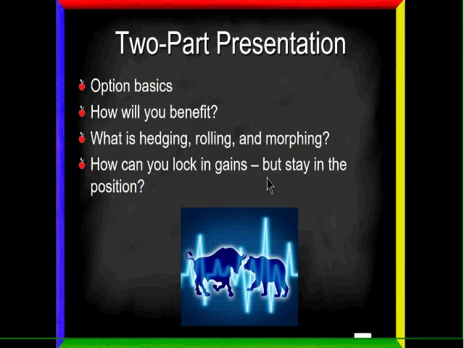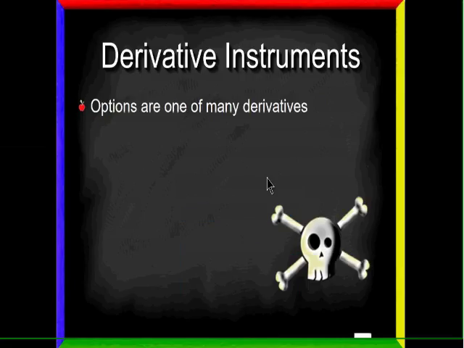So let's start off with part one and talk about some of the basics. First of all, options. They are a derivative instrument, one of many types of derivatives. And I know what you're all thinking: I've heard about these before. That's what blew up Barings Bank, and you saw the movie The Big Short, all the negative things. And there's part truth in that.